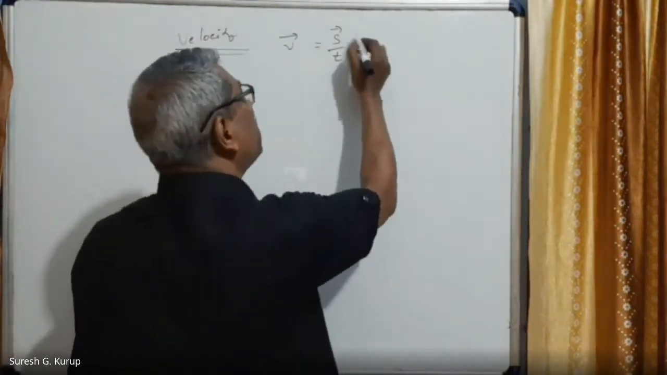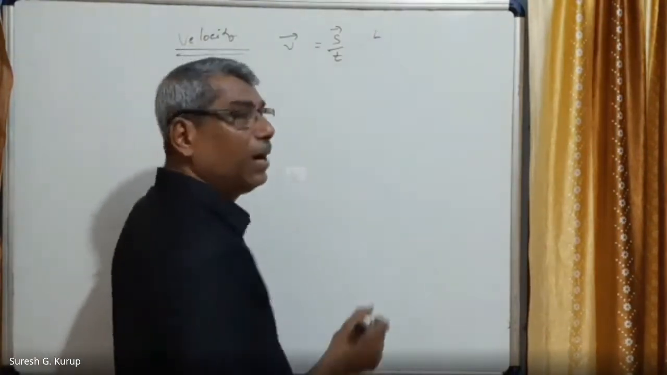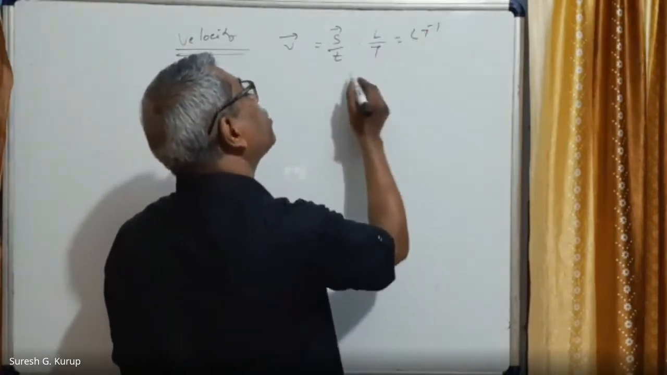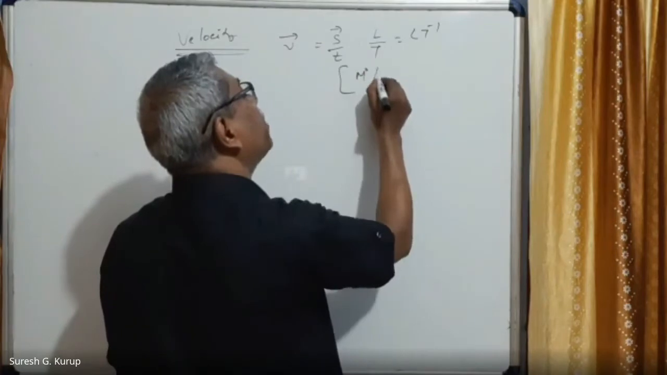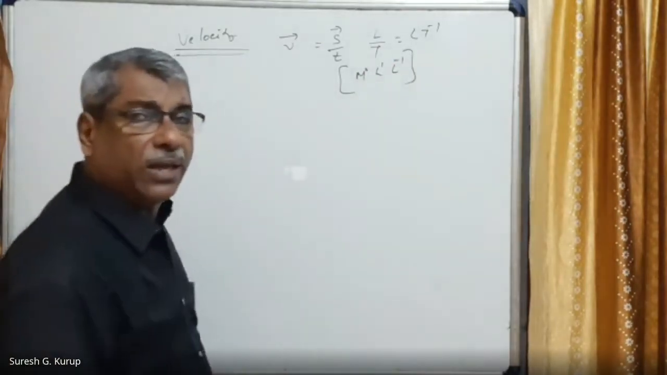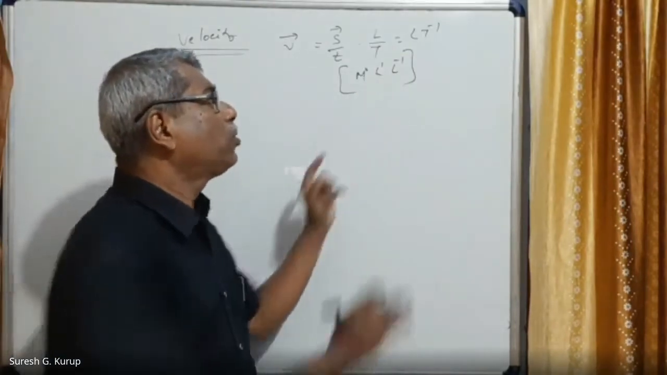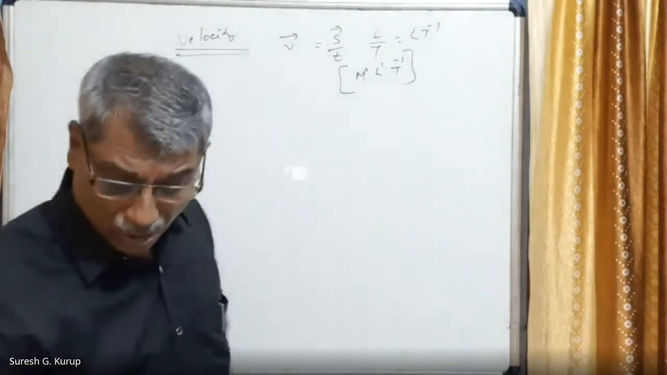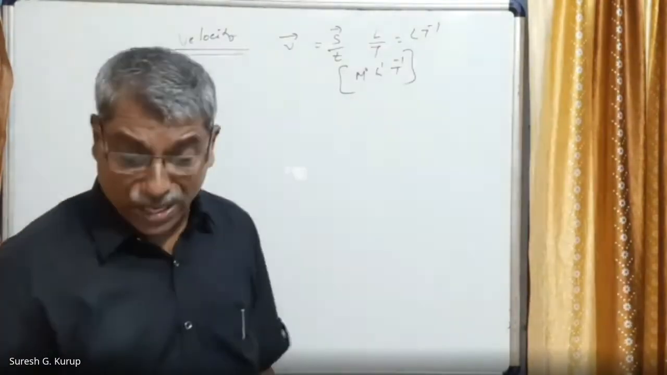And its dimensions are the same as that of speed. That is, displacement is measured in length only, and time is measured in t. That is equal to L t raised to minus 1. So dimensions are M raised to 0, L raised to 1, and t raised to minus 1. That is 0 in mass, 1 in length, and minus 1 in time.